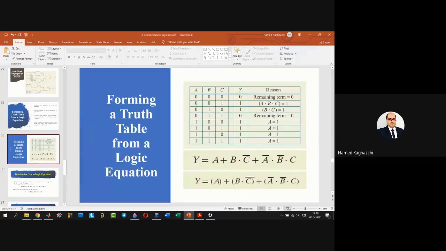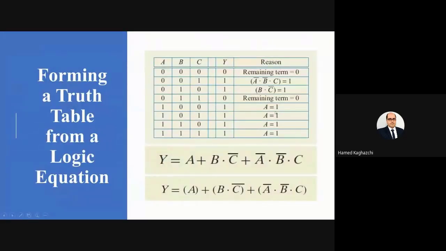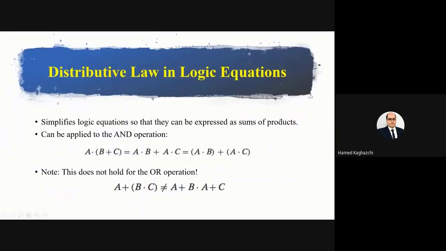And here I also write the truth table and explain the reason why the output is 0 and 1. You can learn and find them. Now we have two important laws in the logic equation that we need to learn.